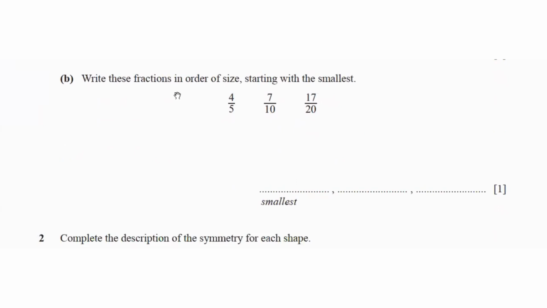Part B says write these fractions in order of size, starting with the smallest. So let's first convert them into similar denominators. I'm going to multiply the first fraction by 4. I'm going to multiply the second fraction by 2. This way, all of these fractions will have a denominator of 20.